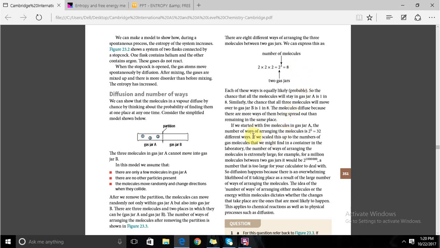So, if we scaled up this number, that is 3, to the number of gas molecules that we might actually find in a container in the lab, the number of ways of arranging the molecules is extremely large. For example, for 1,000,000 molecules between 2 gas jars, it would be 2 raised to the power million, a number so large that the scientific calculator we normally deal with cannot actually have it. So huge a number. And so, why does diffusion occur?